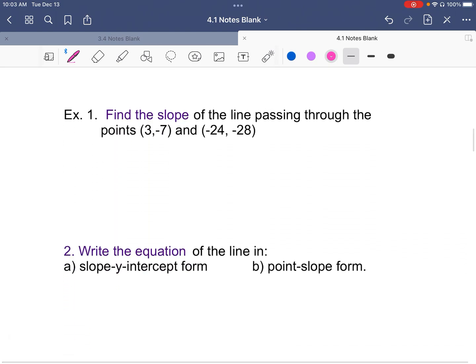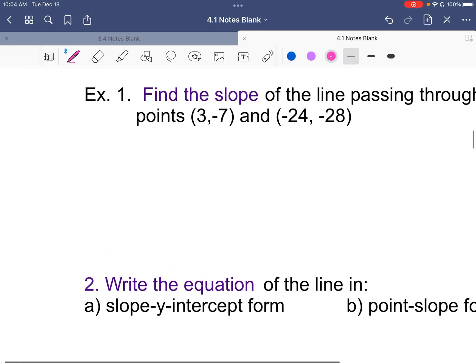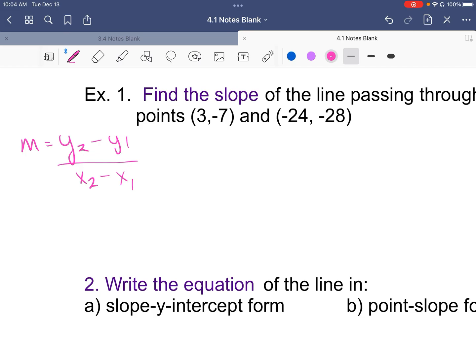So find the slope of the line passing through the points (3, -7) and (-24, -28). This is where we use our slope formula. m is equal to y2 minus y1 over x2 minus x1. Hopefully we're familiar with that from grade 10, but if you're not, we've got an x1 and a y1, x2 and a y2. Remember, it doesn't matter which order you put your ones and your twos, as long as all of this point is a 1 or a 2 and all of this point is a 1 or a 2.